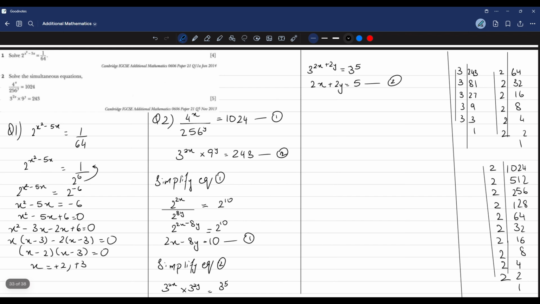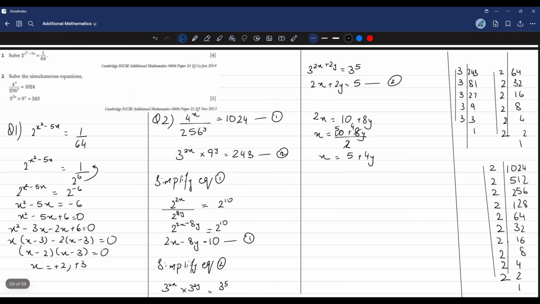Now with these two equations, let me first simplify equation 1 more. 2x equals 10 plus 8y, and that x is equal to 10 plus 8y divided by 2. Simplify this, we are going to get 2 ones are 2, 5s are 10, 2 4s are 8, and we'll get x is equal to 5 plus 4y.